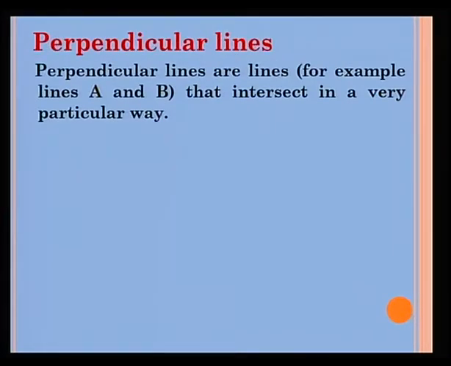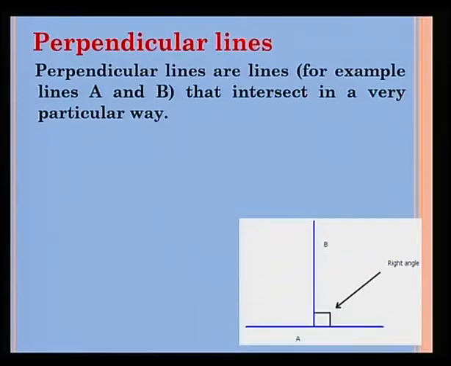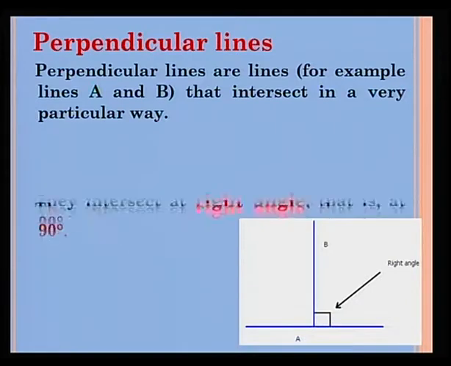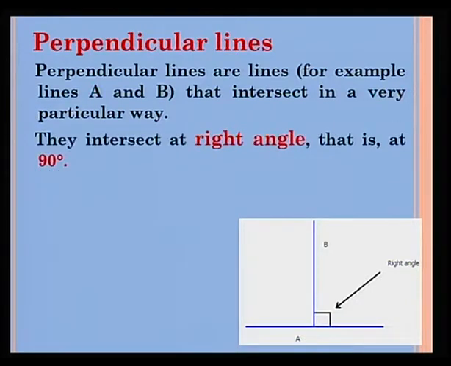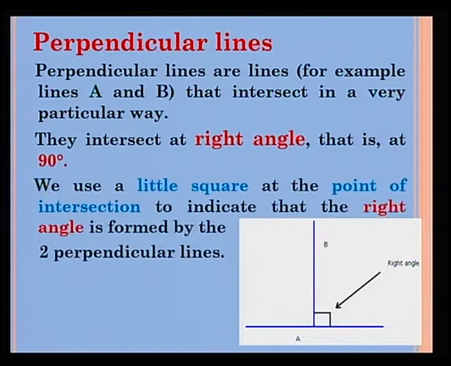The first type is perpendicular lines. Perpendicular lines are lines, for example, line A and line B, that intersect in a particular way. They intersect at right angle, that is, at 90 degrees. We use a little square at the point of intersection to indicate that the right angle is formed by the two perpendicular lines.